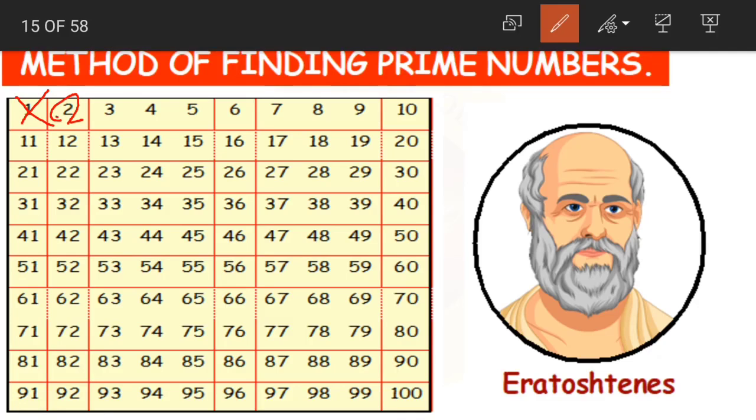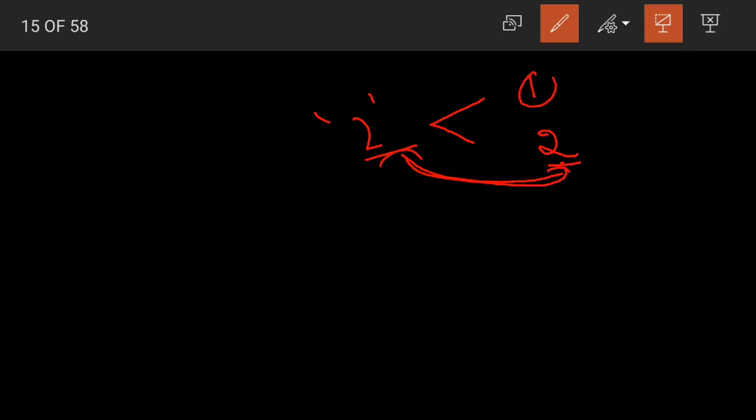Why are we circling it? Because here we are finding out prime numbers. And is 2 a prime number? Yes. See, 2 has only 2 factors, 1 and itself. By itself, what do we mean, children? The same number. When 2 has only 1 and 2 as its factors, it becomes our prime number.